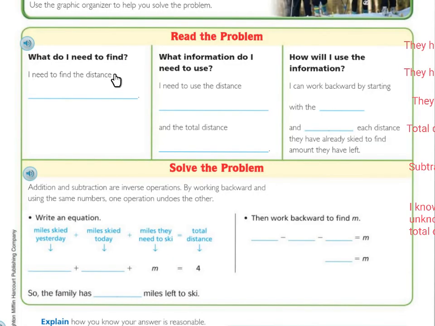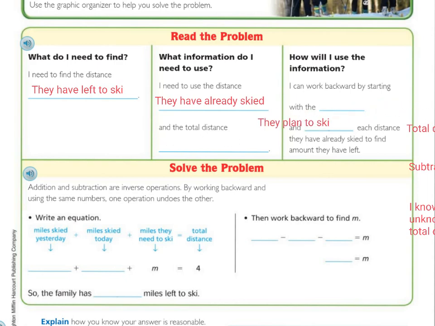So, what do I need to find out? Well, I need to find the distance that they have left to ski. What information do I need to use? I need to use the distance that they've already skied and the total distance they plan to ski. How will I use this information? Well, I can work backward by starting with the total distance and then subtracting the distance that they have already skied to find out how much is left.